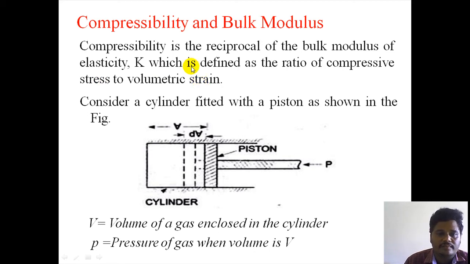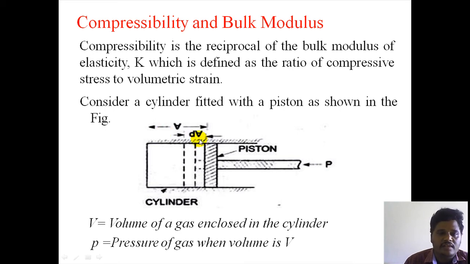Now consider a cylinder fitted with a piston as shown in the figure. Now we are applying pressure P. The volume of the cylinder reduces. Consider the volume of the cylinder is V. Whenever the pressure is increased, the volume decreases. That decrease in volume is dV. So the original volume is V and the change in volume is dV.